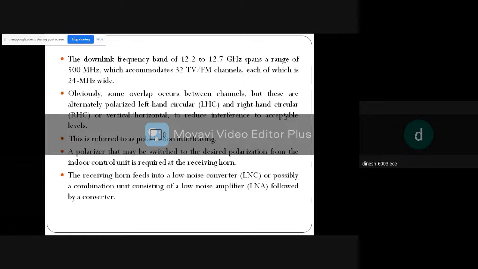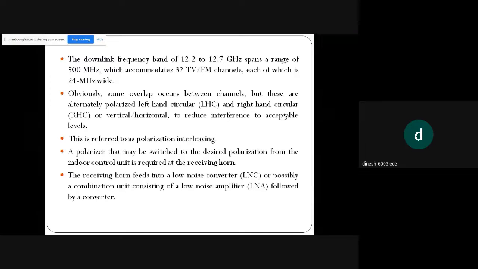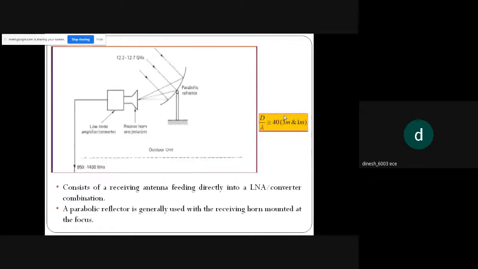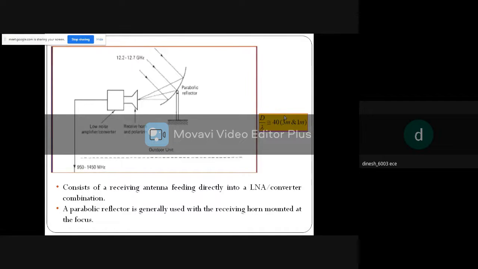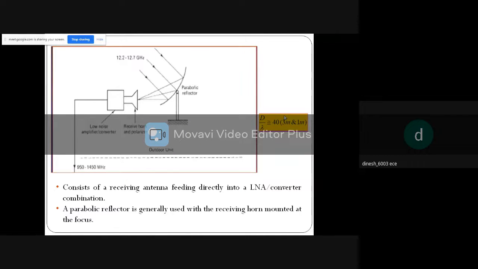The receiver horn feeds into a low noise amplifier or a converter. So this is the same diagram where I am concentrating only on the outdoor unit: the TV RO system, outdoor unit. You can see that we have a parabolic reflector antenna. Signals are obtained from the satellite. They are fed into the receiver horn, the horn antenna and a polarizer, then to a low noise amplifier or a converter, which converts them into 950 to 1450 megahertz.